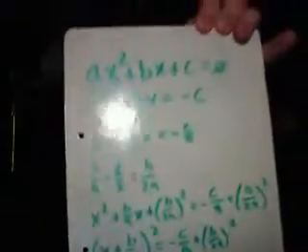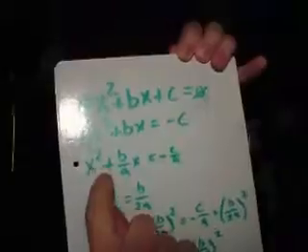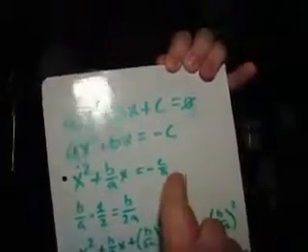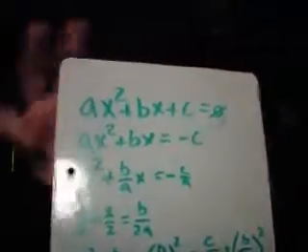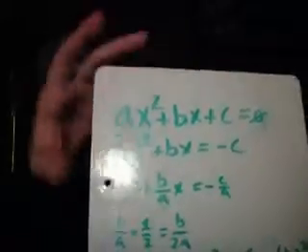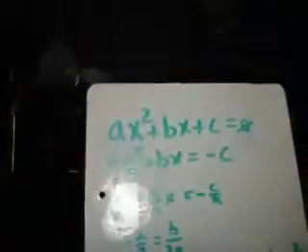Now, the next thing we're going to do, as you'll see here, we have x squared plus b over a x equaling negative c over a. What we have done here is we have divided all three of these terms by the letter a. Okay? And so now you have x squared plus b being the numerator, a being the denominator, b over a x, equaling negative c over a.